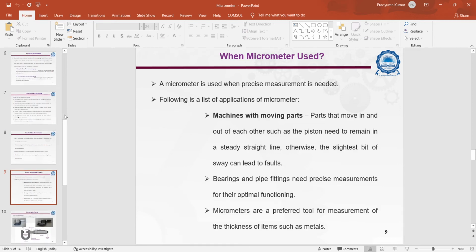When is a micrometer used? A micrometer is used when precise measurement is needed. Following is a list of applications of the micrometer. The first one is machines with moving parts, parts that move in and out of each other, such as the piston, which needs to remain in a straight line, otherwise the slightest bit of deviation can lead to faults. Bearings and pipe fittings need precise measurement for their optimal functioning, and micrometers are the preferred tool for measuring the thickness of items such as metals.